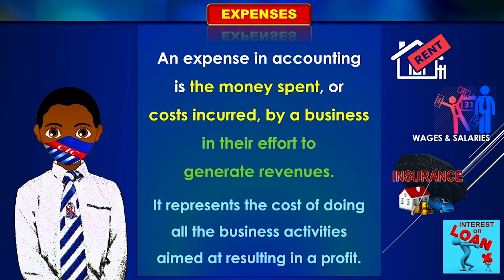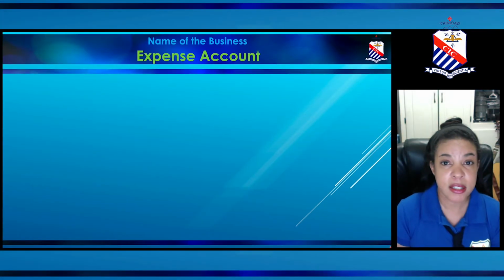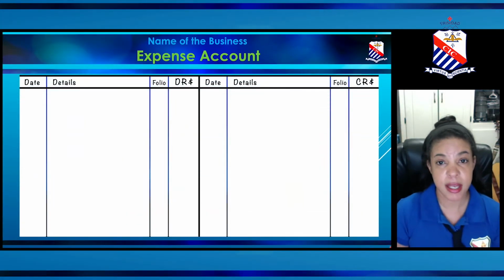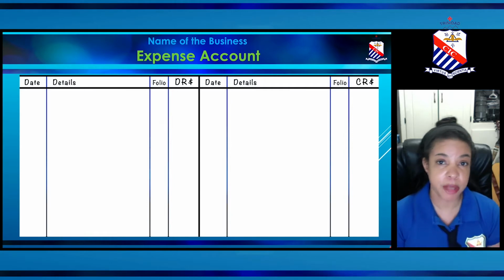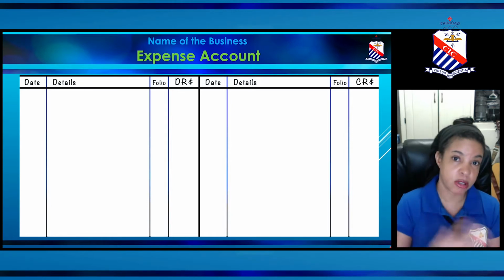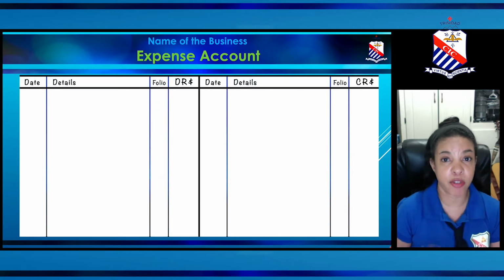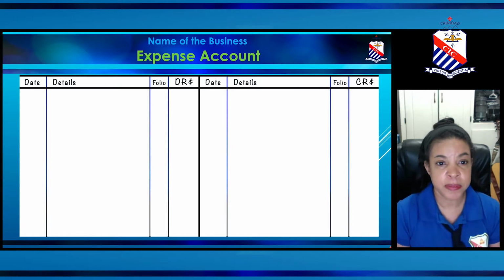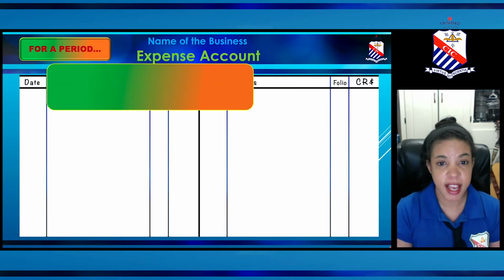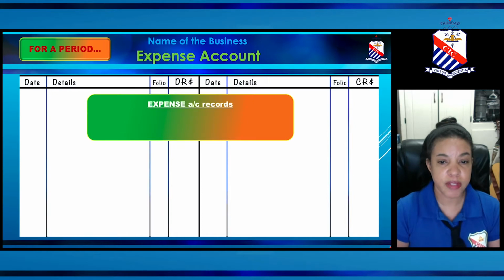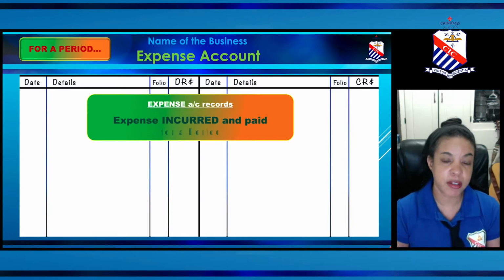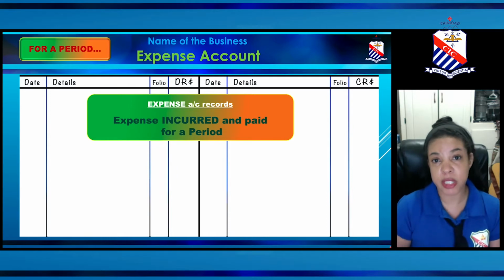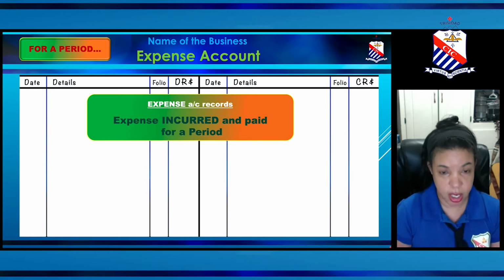So like with any format, you always start with the name of the business, and then you would name the account, whatever the particular expense account is. Like we called out some examples of expense accounts, like rent and utilities and salaries and wages. So you would name the specific account, and you do the T account, and you have your debit and credit, and the expense account records all of the expenses incurred and paid for a period. That is what we use the expense account to record.